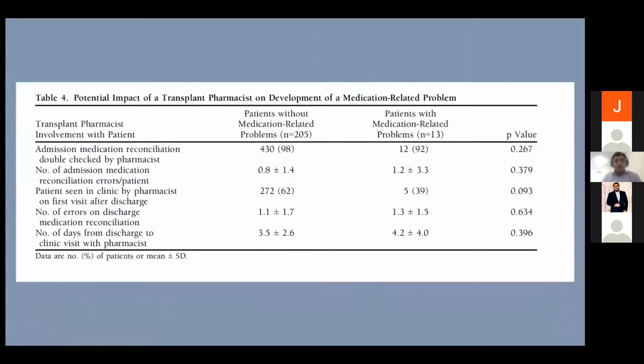Then what is the potential impact of transplant pharmacists on the development of medication related problems? Once admission reconciliation was done by pharmacists, the medication related problems dropped drastically. And as you can see from the p-value, this result does not signify statistical significance, but yes, these kinds of errors usually have clinical significance.